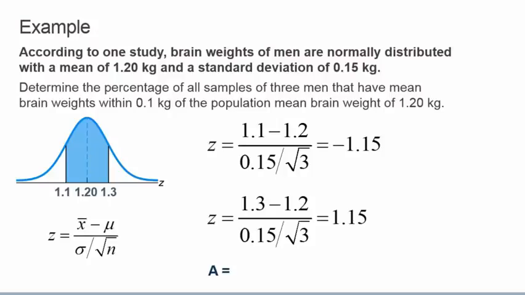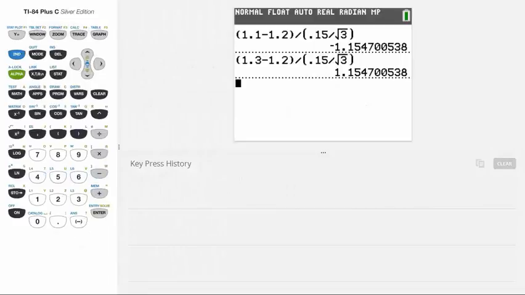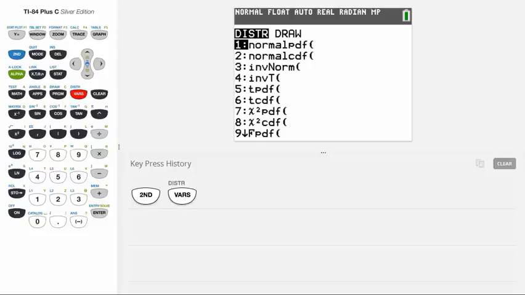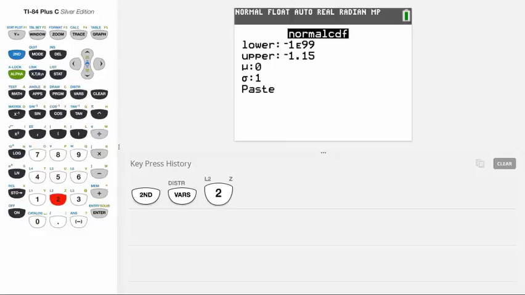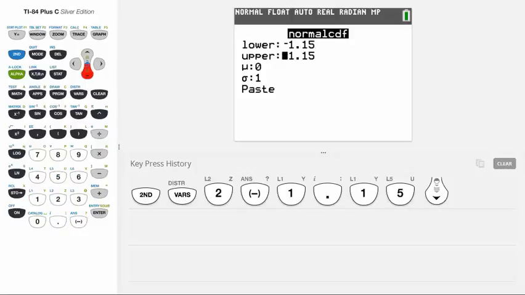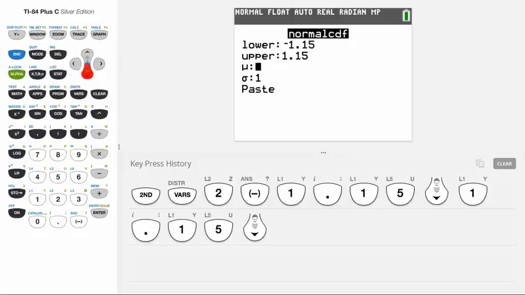Now I'm ready to find the area. I can either use my table or use my calculator. For this one, I'm going to use the calculator. Second, and my VARS button to get to the distribution menu, I want number 2, normal CDF. For the normal CDF, you need a lower limit and an upper limit. My lower limit is negative 1.15. My upper limit is positive 1.15. I'm going to leave my mean as 0, standard deviation is 1.